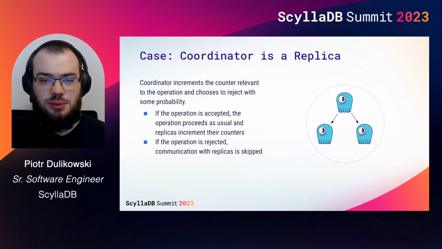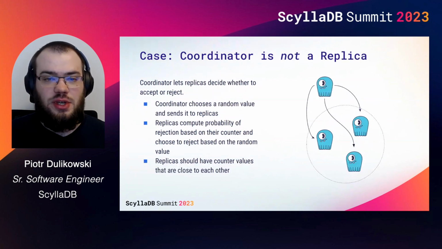If it decided to accept the operation, it increments its counter and tells other replicas to do so as well. If it decided to reject, then the counter is only incremented locally and replicas are not contacted at all. Although skipping the replicas causes some undercounting, the error isn't very big in practice. On the other hand, we have saved some processing time and network resources.